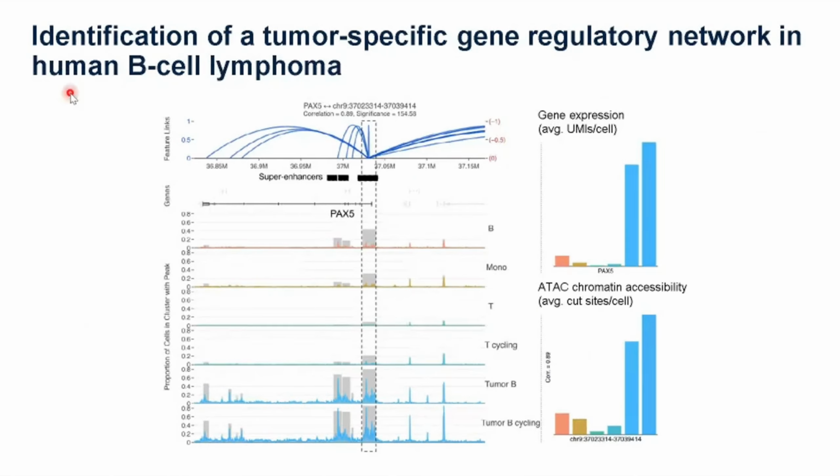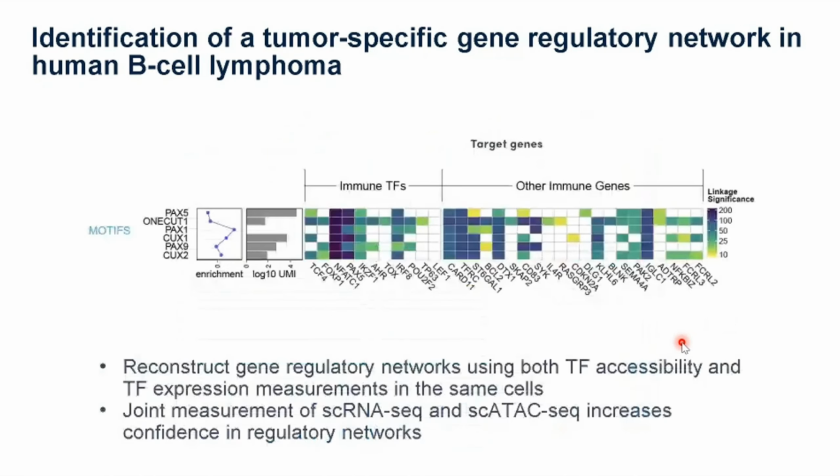This is a study showing the identification of a tumor-specific gene regulatory network in human B-cell lymphoma by associating the gene expression profile and the ATAC chromatin accessibility. They reconstructed gene regulatory networks using both TF accessibility and TF expression measurement in the same cell, and joint measurement of single cell RNA sequencing expression and single cell ATAC sequencing increases confidence in the regulatory network.